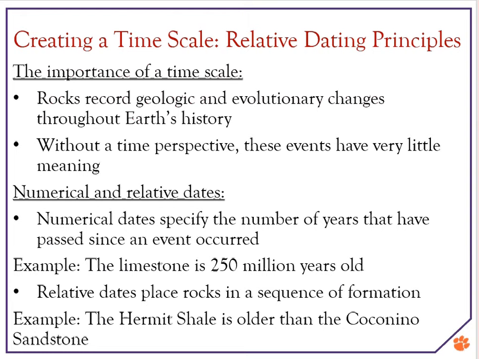But it is not always easy to talk about the exact numerical dates or ages of geological features or processes. In those cases, we mostly use relative dates. By using relative dates, we put things in a sequence of formation. So we can say a Hermit shale is older than Coconino sandstone. In this way, we put things into a time order, and we talk about things happening relative to each other.